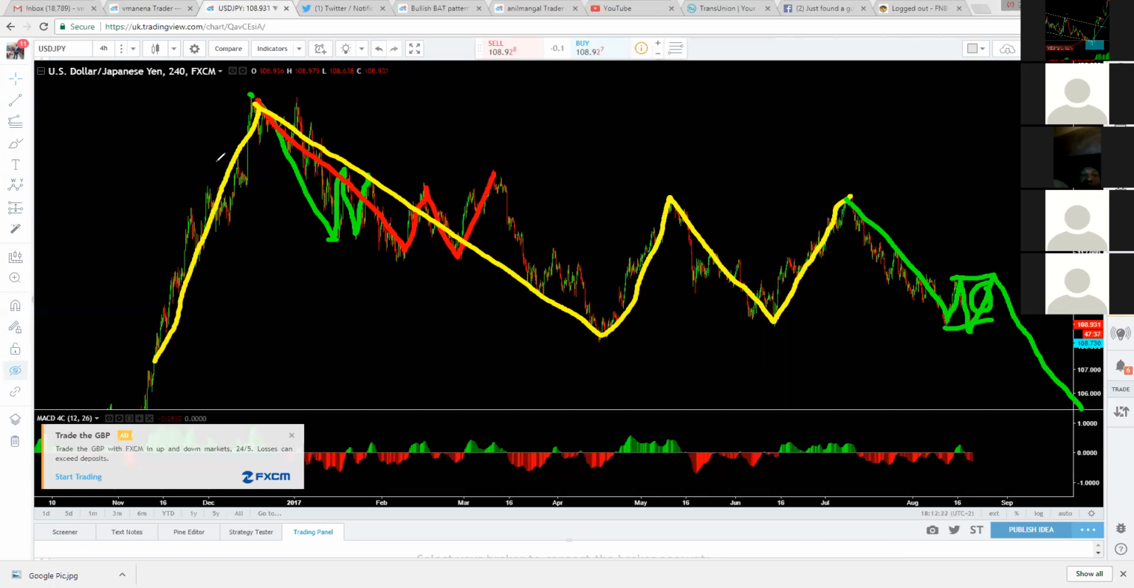So this whole correction will have this impulse and then this larger correction. Let me just draw the larger correction in another color. Then you'll see what we have here. The larger correction, larger. So the whole thing, this whole purple is a clear A, B, C in the larger degree. So we've got now the direction of the market. We know that we've got this bigger zigzag. You see the zigzag there?